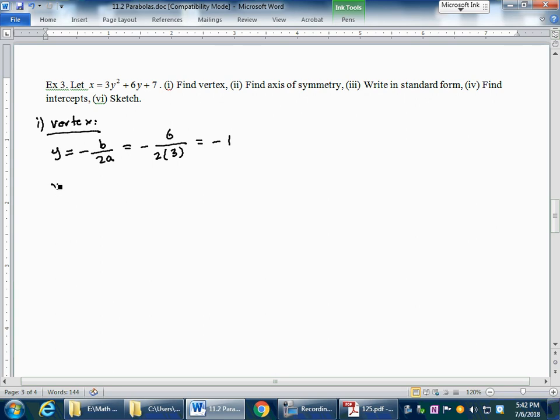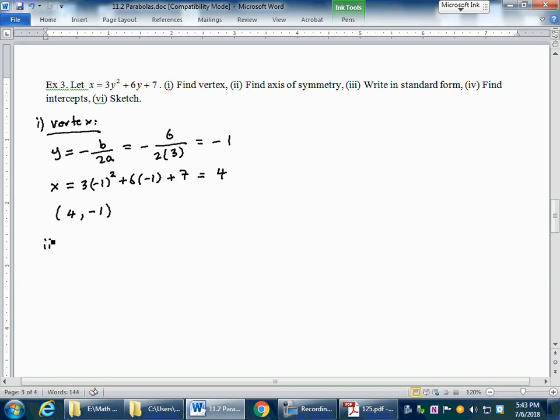And that helps me to find my x coordinate, which is substituting this y into the equation. That will be 3 times negative 1 squared plus 6 times negative 1 plus 7. Now use your calculator and it will help you to get the right answer, which is 10 minus 6 is 4. So I got my vertex, x coordinate is 4, my y coordinate is negative 1. So make sure you write it in ordered pair correctly.